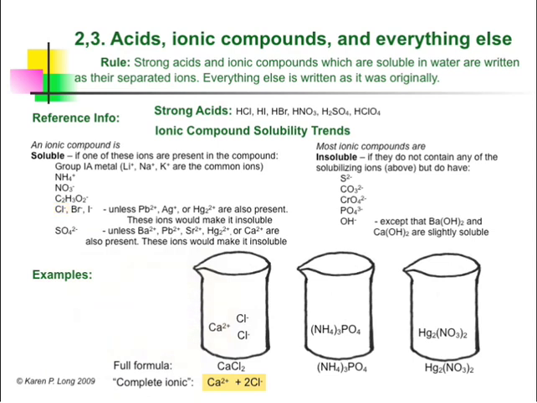Okay, ammonium phosphate. This one has 3 ammonium ions. It has ions both in the soluble and the insoluble category. Remember that if a compound contains any ion that makes the compound soluble, the whole compound is soluble. So this one is soluble and written as ions 3 NH4+ PO4 3-. Don't forget the charges. Mercury 1 nitrate.